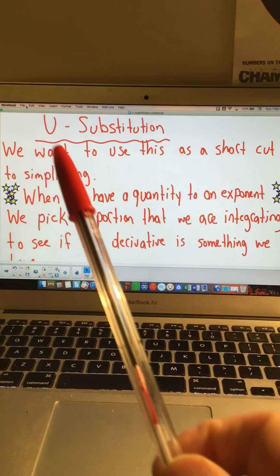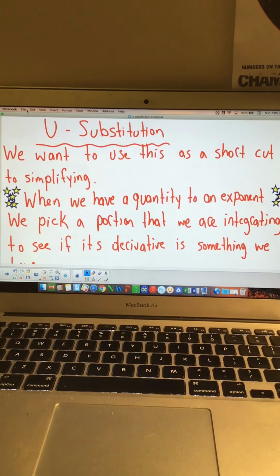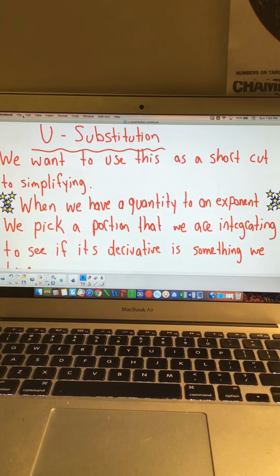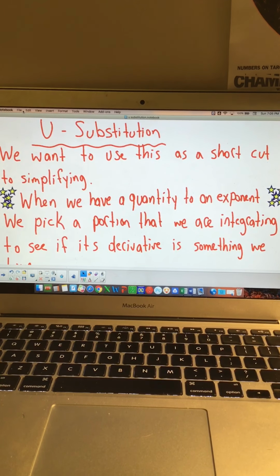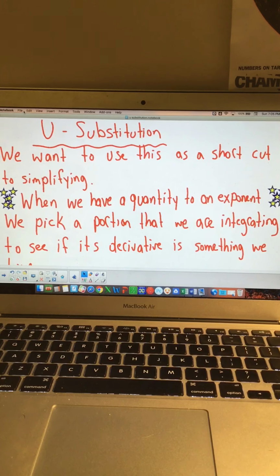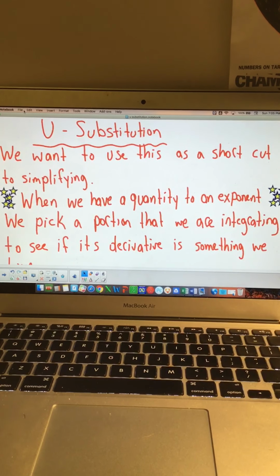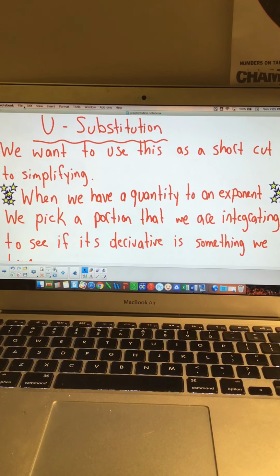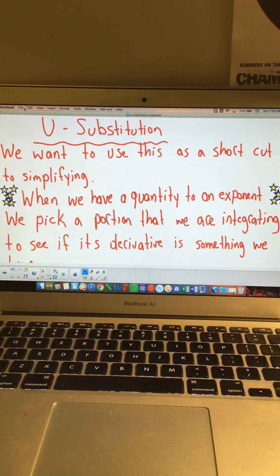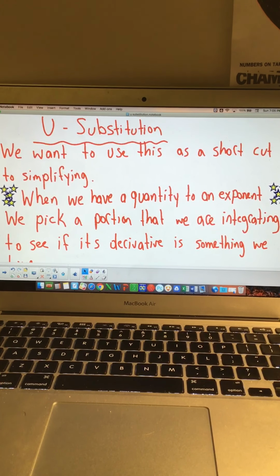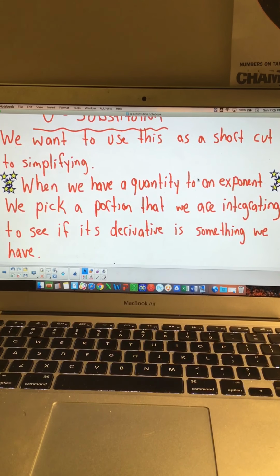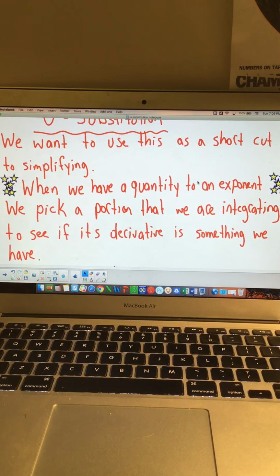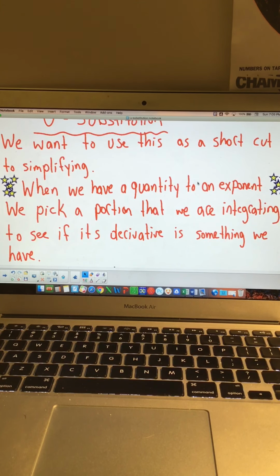U-Substitution for the integrals. This is a shortcut for simplifying, like we talked about with the chain rule. We wouldn't want to distribute 900 times. That's why we had the chain rule, right? So we're still thinking quantity to an exponent. When I see a parenthesis to an exponent, we're thinking U-Substitution. What we're looking at is picking the part that we're going to integrate, and when we take that portion's derivative, it's actually going to be within the problem.